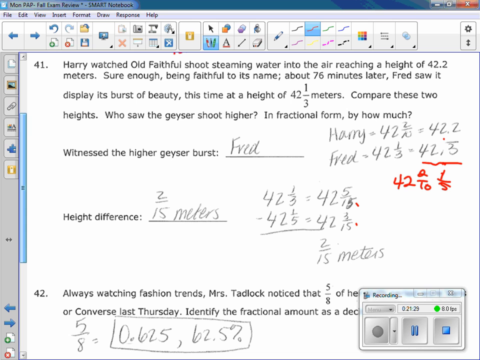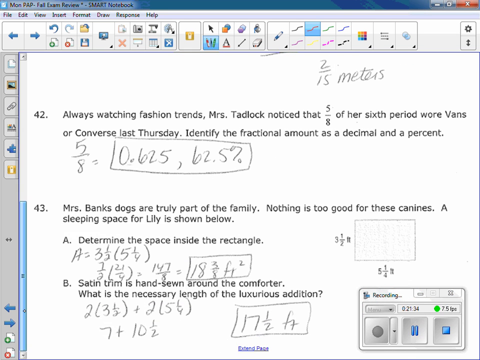Is anybody confused on those? Five-eighths, identify the fractional amount. All you have to do is divide to turn this into a decimal. Or if you memorized it from your time quizzes, that's one of the ones you should know. Once you have it as a decimal, you just move it twice to get the percent.